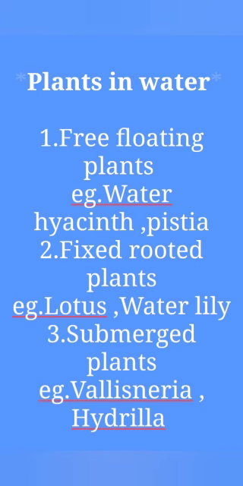Plants in water are classified into three types: free floating plants, fixed rooted plants and submerged plants. Free floating plants are found on the surface of the water. Example, water hyacinth, Agaya Tamarai and pistia. They float freely with the help of a spongy body filled with water. Fixed rooted plants have roots fixed at the bottom of the water bodies. Example, lotus and water lily. Submerged plants are completely submerged in the water. Example, Wallisneria and Hydrilla.